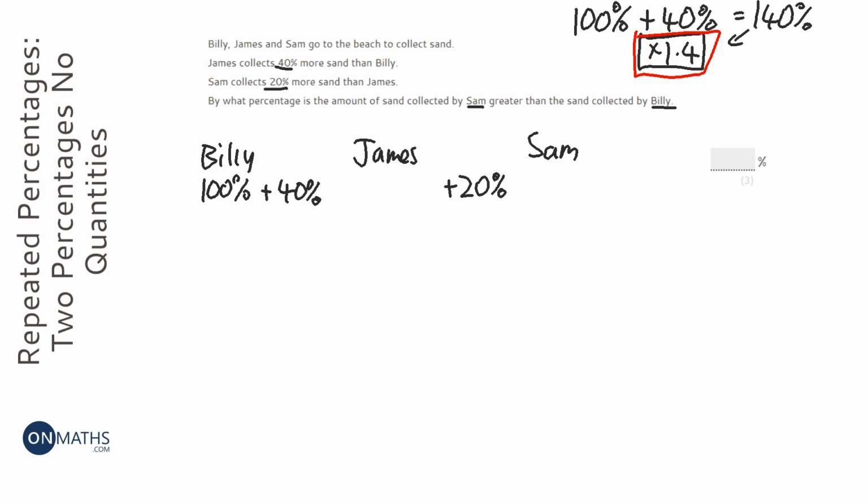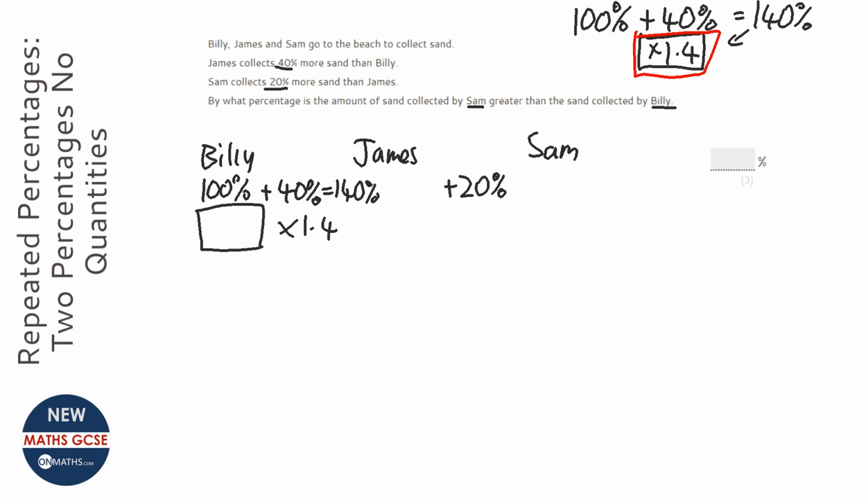So that means James now has 140% of what Billy has. Now, as a multiplier, that's going to be 1.4. So whatever amount Billy has, we're going to times that by 1.4 to get James's amount.